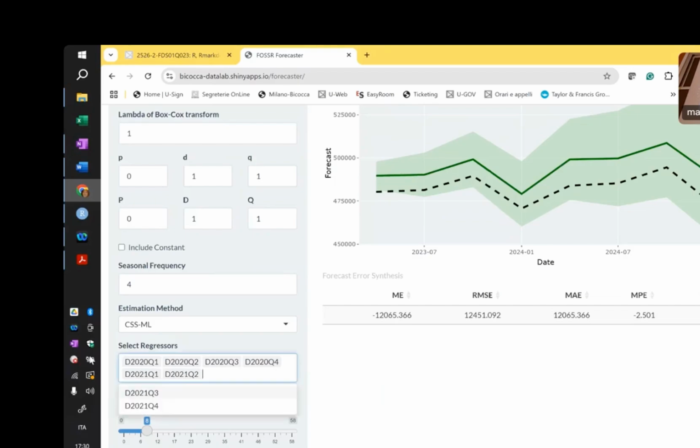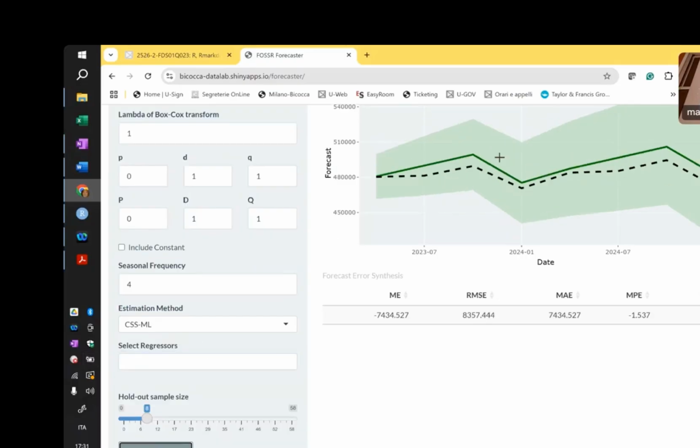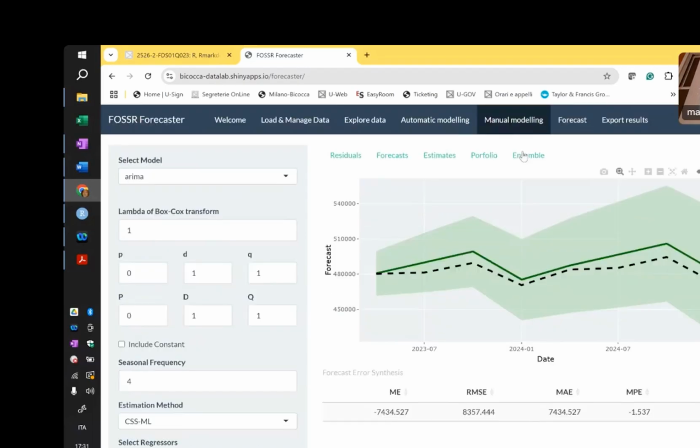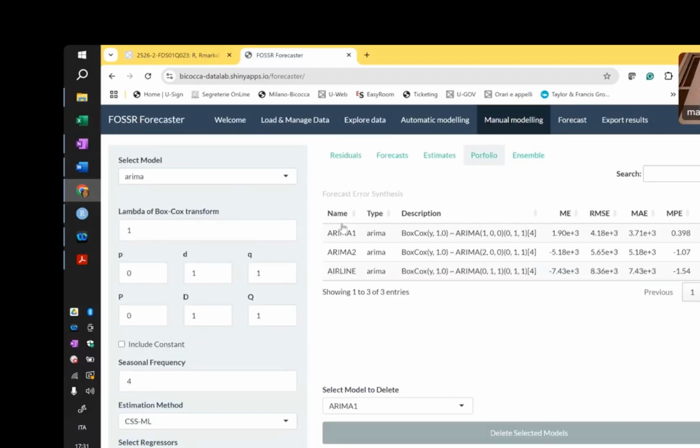And this is called the airline model. Maybe we can take all this back off. So without the COVID part, it's a little bit more precise. This is usually called the airline model. So this is the portfolio. Our first choice was actually the best one.